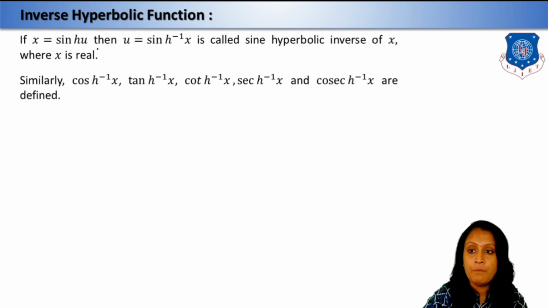Okay, now let's move to the next topic, that is inverse hyperbolic function. So if x is equal to sinh u, then u is equal to sinh inverse x. Okay, and this is called the sine hyperbolic inverse of x, where x is real. Similarly we can find cosh inverse x, tanh inverse x, coth inverse x, sech inverse x, and cosech inverse x.